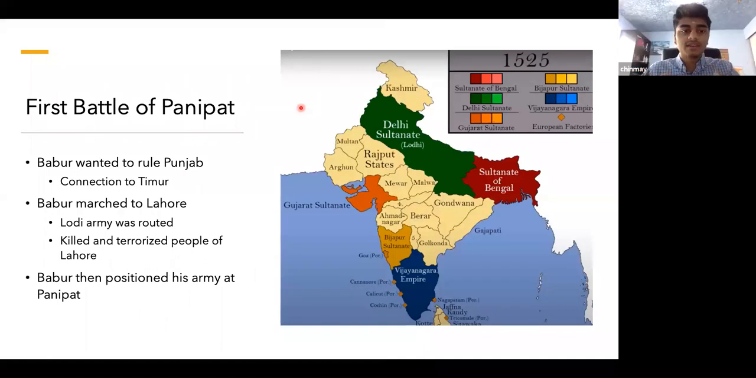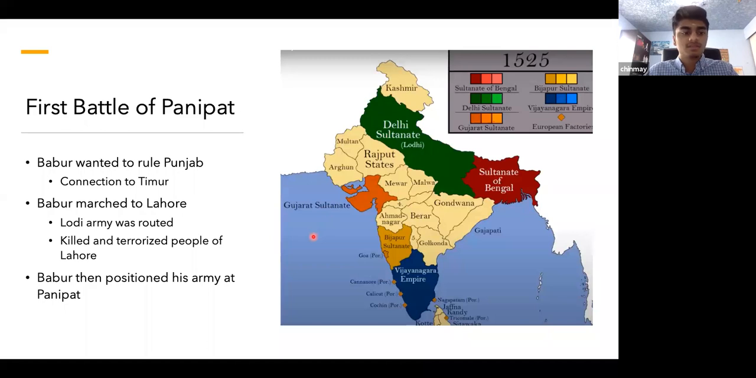So, going back to the first Battle of Panipat, Babur basically wanted to rule Punjab because at one point Taimur had Punjab, but then he eventually left after looting and raiding the place. Punjab always took the brunt of these invasions because it was situated right in the way of any Western invasions.